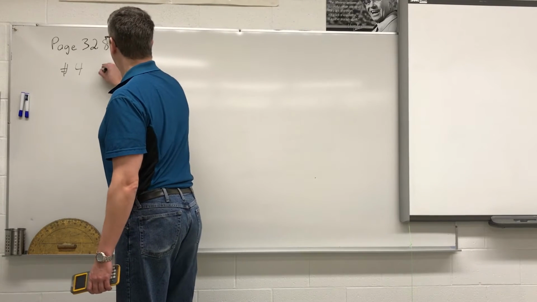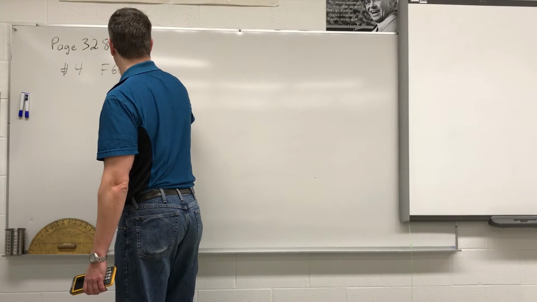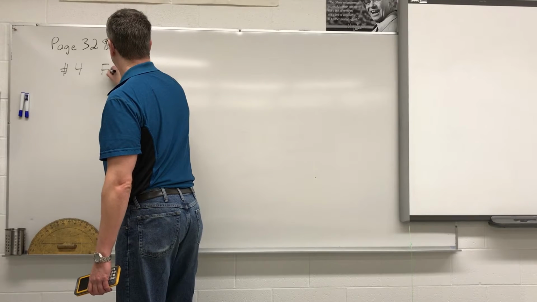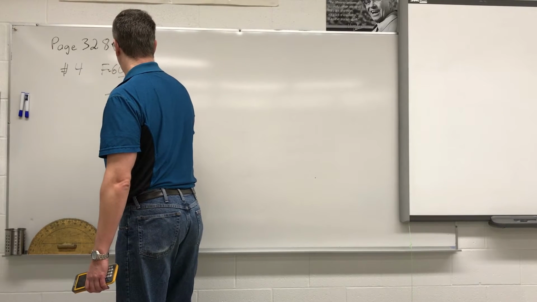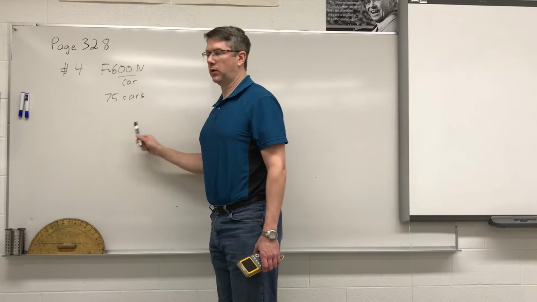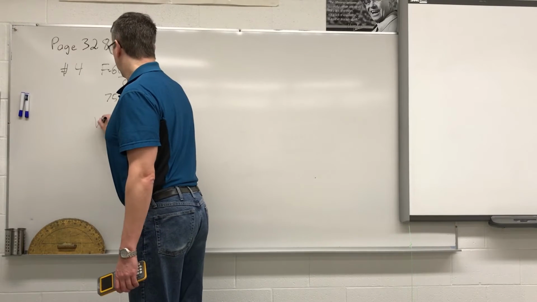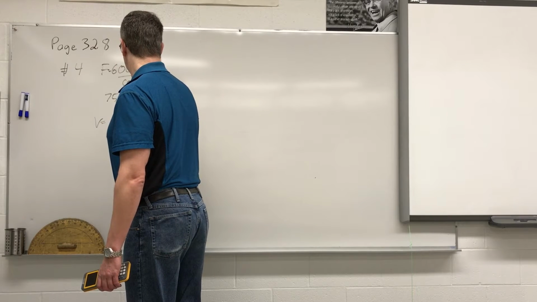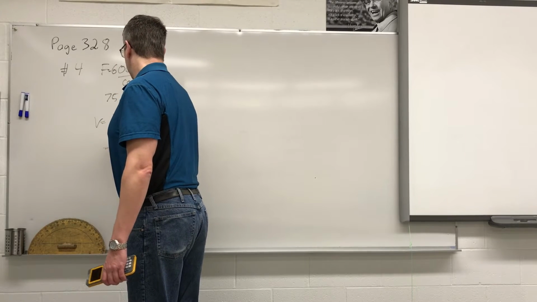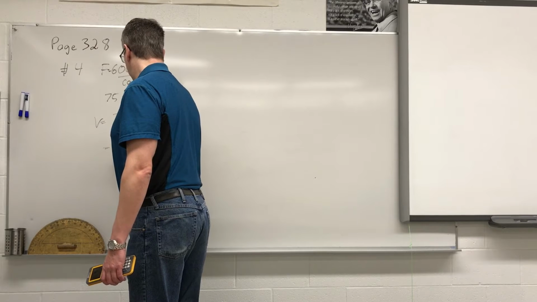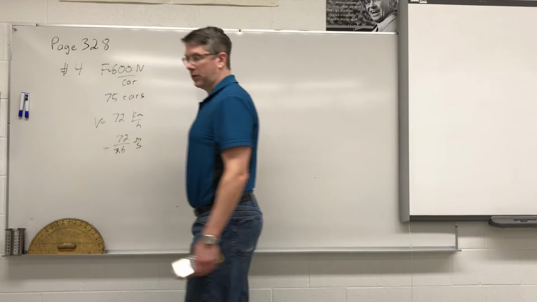So we have a force of 600 newtons per car, and we have 75 cars. So to get the total force, we're going to have to multiply the force per car by the number of cars. Our velocity is 72 kilometers per hour. So it's going to be 72 over 3.6 to get meters per second.